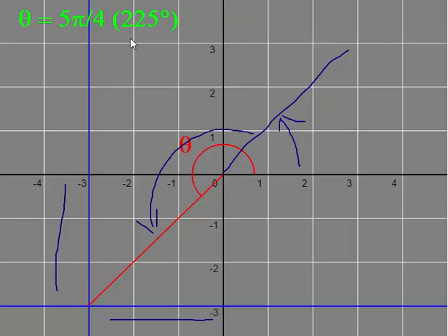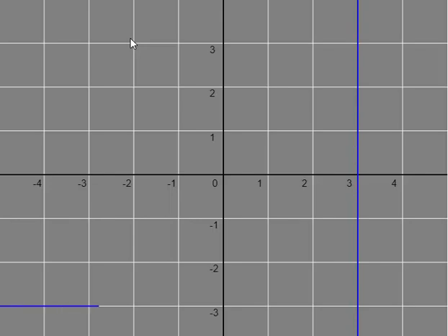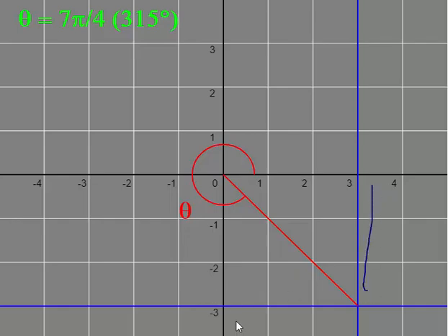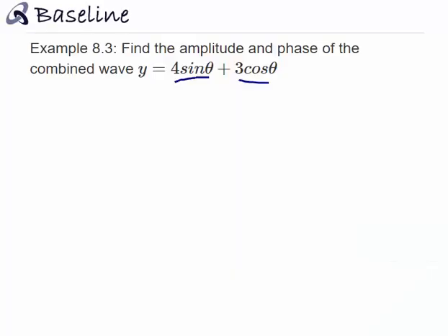And then for the final case, let x become 3 again. And as before, if we take the arctangent of minus 3 over 3, the calculator will give us minus pi over 4 or minus 45 degrees. And if we want a positive angle, we're going to have to add 2 pi to the calculator's answer to get 7 pi over 4 or 315 degrees. Now with that in mind, let's return to our original problem.